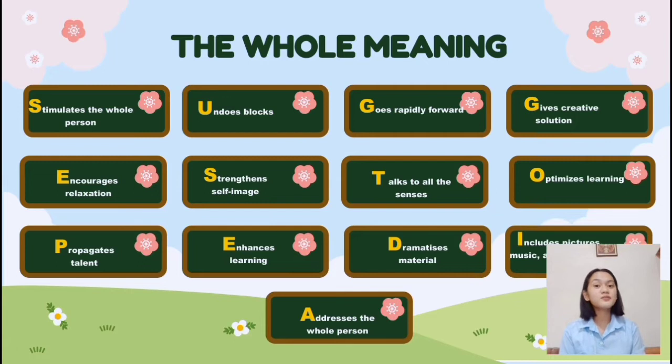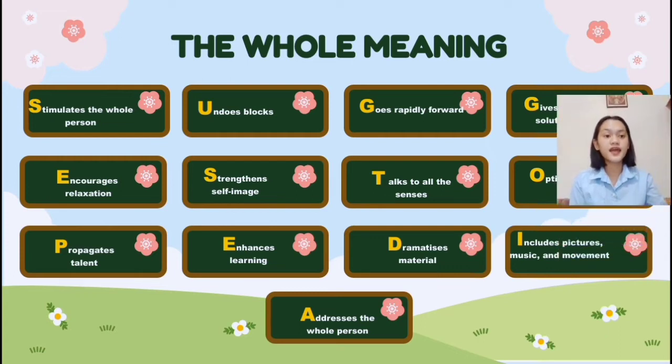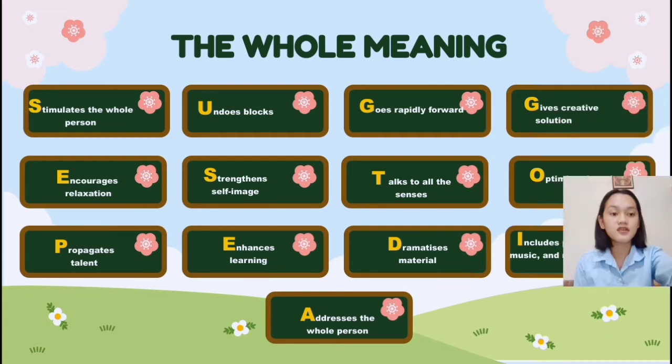Now, I have the meanings of each word that will give you an idea or hint of what Suggestopedia really is. Stimulates the whole person and thus blocks, goes rapidly forward, gives creative solutions, encourages relaxation, strengthens self-image, talks to all the senses, optimizes learning, propagates talent, enhances learning, dramatizes material, includes pictures, music, and movement, addresses the whole person.